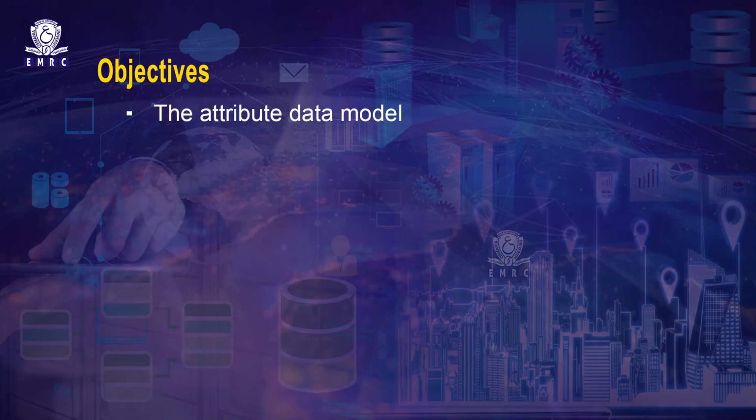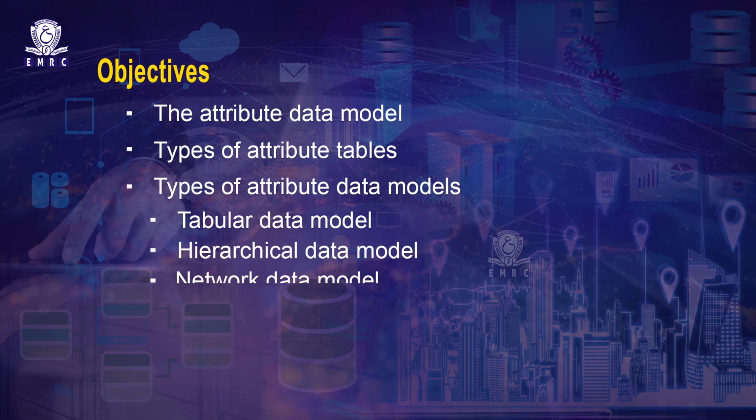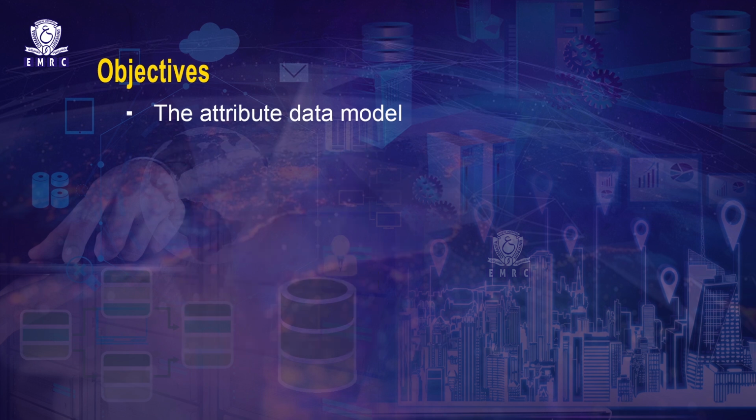In the previous chapters, we have discussed the various aspects of the raster data model and vector data model. In this chapter, we will be discussing the attribute data model, types of attribute tables, and types of attribute data models, that is, tabular data model, hierarchical data model, network data model, relational data model and object oriented data model. Attribute data model.